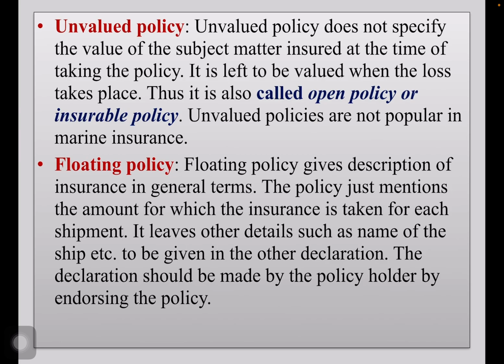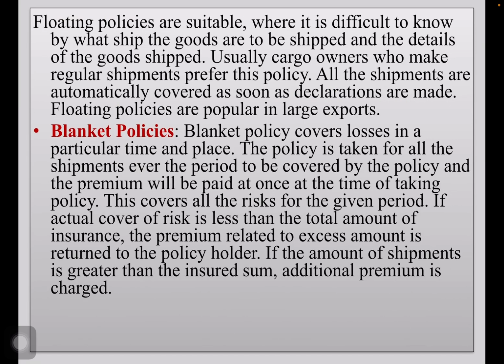Then floating policy. Floating policy gives a description of insurance in general terms. The policy just mentions the amount for which the insurance is taken for each shipment. It leaves other details such as name of the ship, etc., to be given in a later declaration. The declaration should be made by the policy holder by endorsing the policy. Floating policies are suitable where it is difficult to know by what ship the goods are to be shipped and the details of the goods shipped.